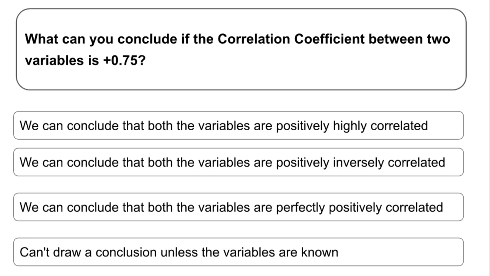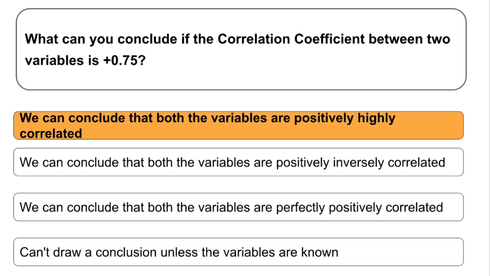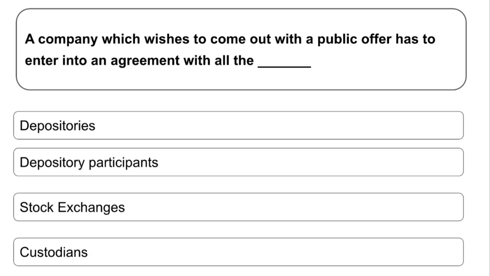What can you conclude if the correlation coefficient between two variables is plus 0.75? Telling about correlation coefficient, it varies between -1 to +1. +1 being the positive correlation and -1 being the negative correlation. Let us see the options. A, we can conclude that both the variables are positively highly correlated. B, we can conclude that both the variables are positively inversely correlated. C, we can conclude that both the variables are perfectly positively correlated. D, can't draw a conclusion unless the variables are known. And the correct answer is we can conclude that both the variables are positively highly correlated. Going to the next question.